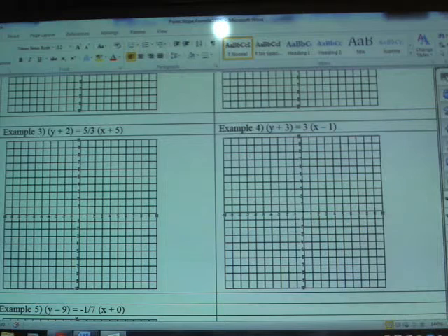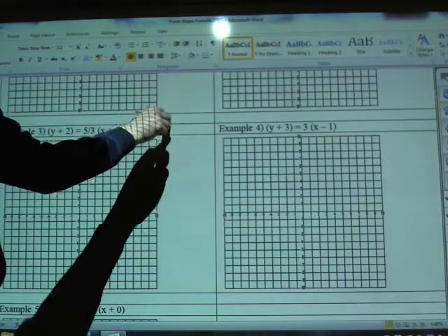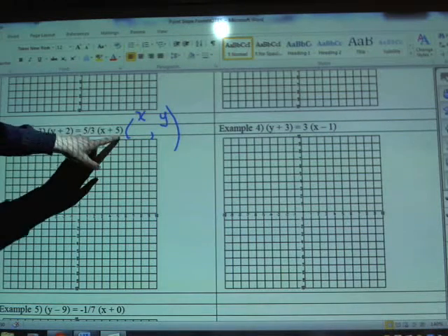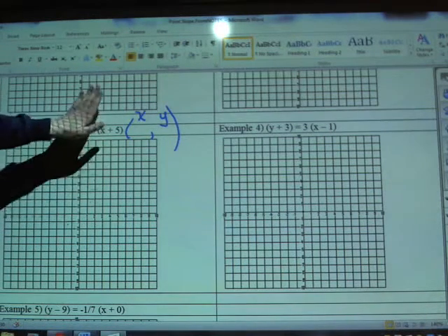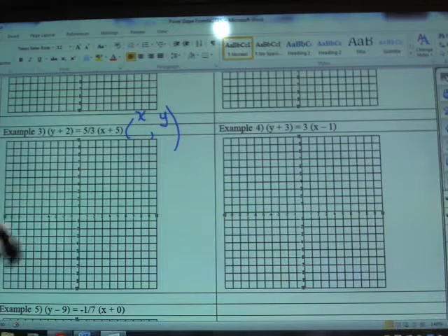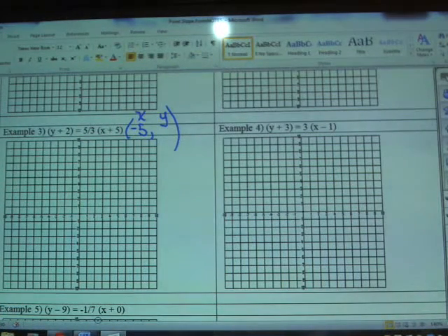In number 3, we're asked to graph y plus 2 equals 5/3 times x plus 5. First off, I'm going to grab my point, which is always x comma y. For the x piece of information I need, I'm going to look at the x block of information where it says x plus 5. It says plus 5, or positive 5, and you're going to write down the opposite of that, which is, of course, negative 5. And that's going to be your x coordinate.